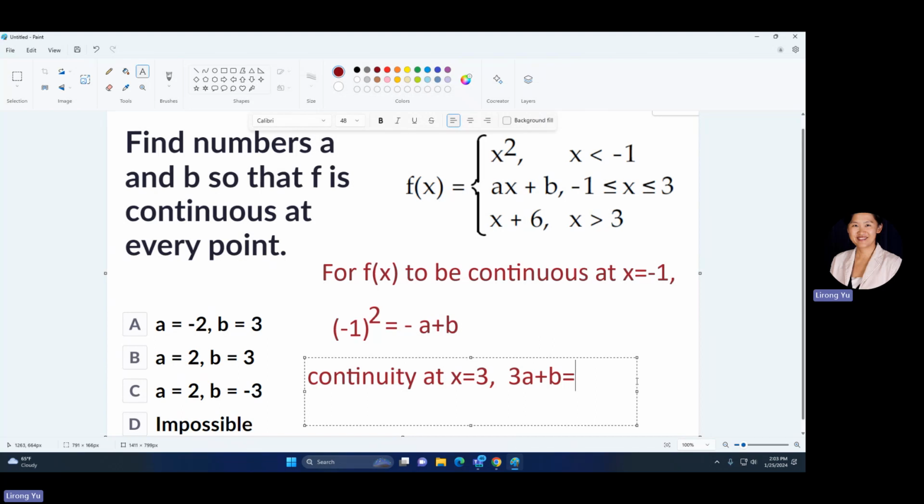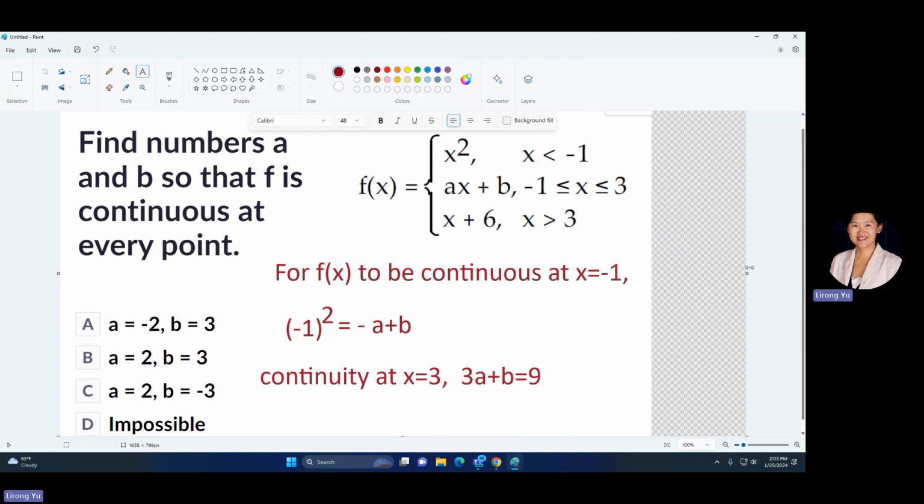Now the right side limit, you have to plug in 3 into the last piece of the function, because that says x is bigger than 3. So you've got to find the right hand limit of the function at 3. You have to put in 3 to the last equation. That actually equals 9.